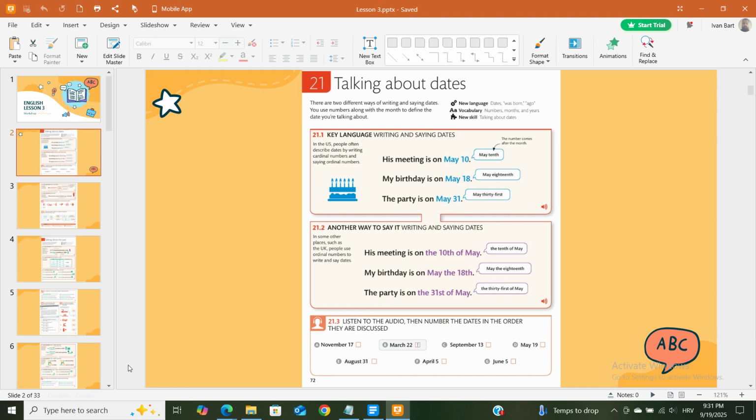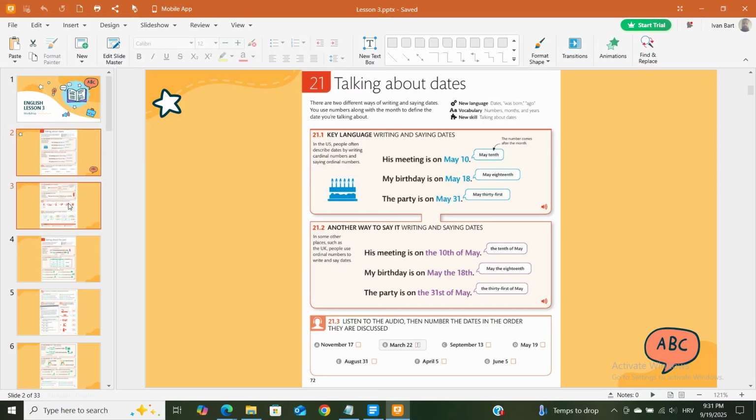21.3 Listen to the audio, then number the dates in the order they are discussed. A. November 17th. August 31st. B. March 22nd. September 13th. D. May 19th. April 5th. G. June 5th.